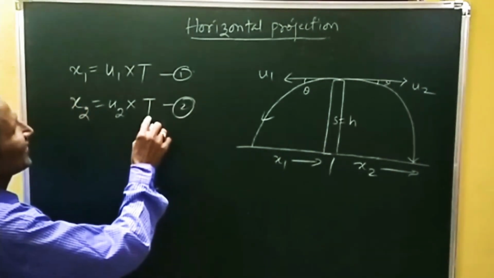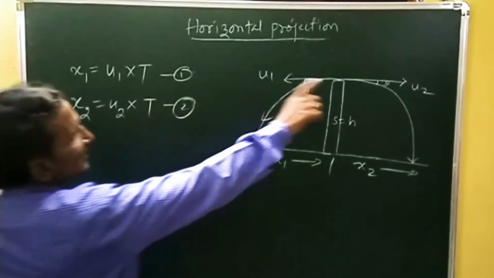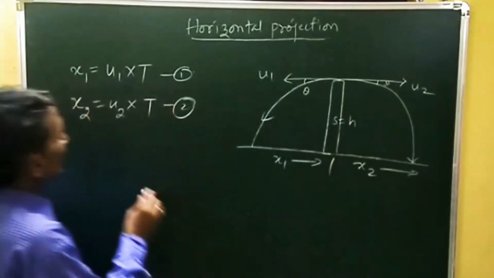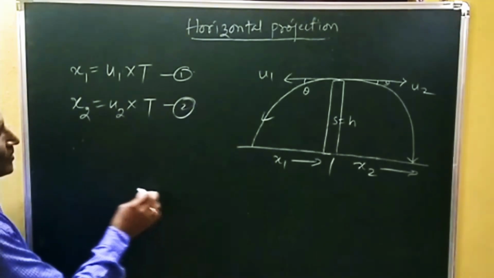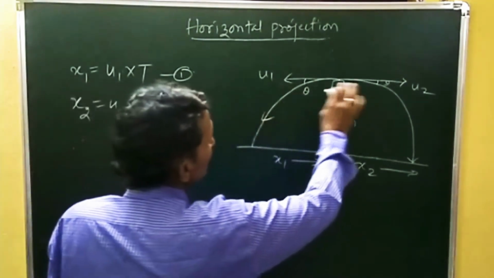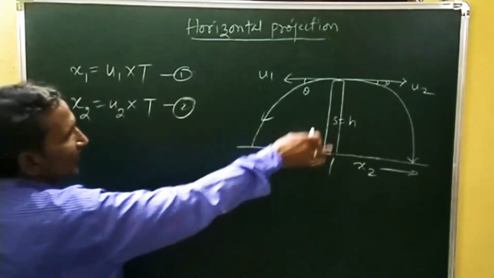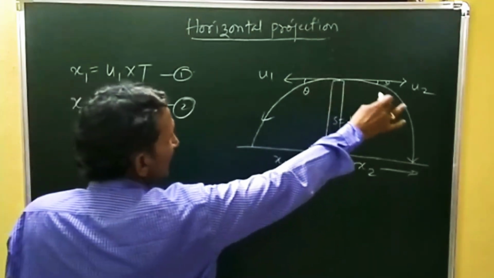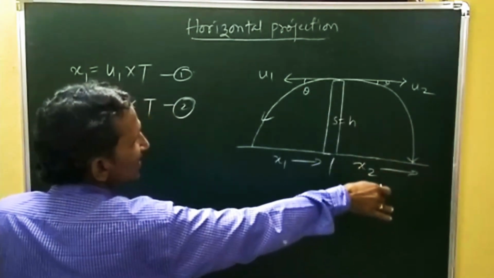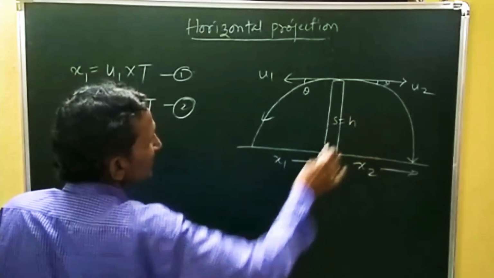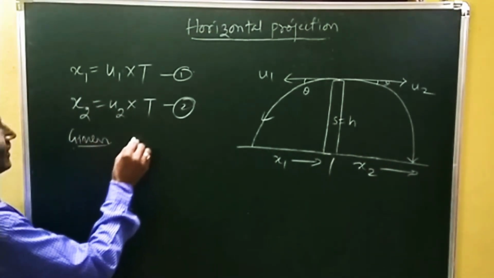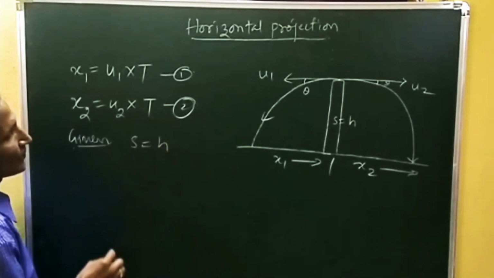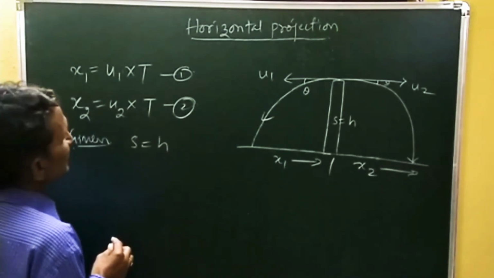Now if you want to calculate the time of flight on both sides, here the total distance is s. When they are falling down, the acceleration is plus g. Here, s is equal to h, the height of the tower.